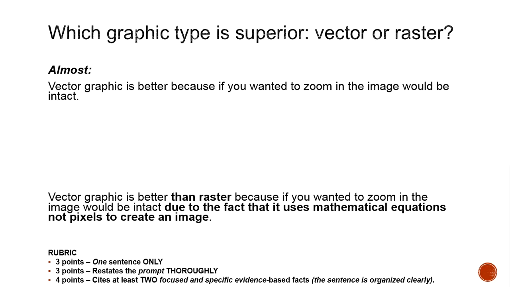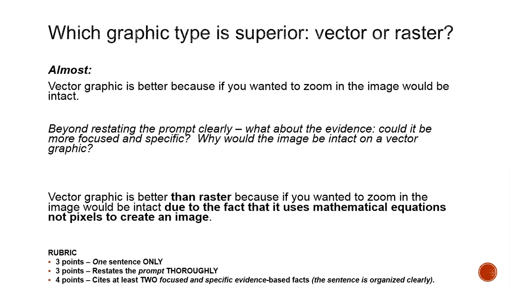Here's an almost. Vector graphic is better because if you wanted to zoom in, the image would be intact. Okay, let's go beyond just restating the prompt clearly here. What about the evidence? Could it be more focused and specific? Why would the image still be intact on a vector graphic, in other words?